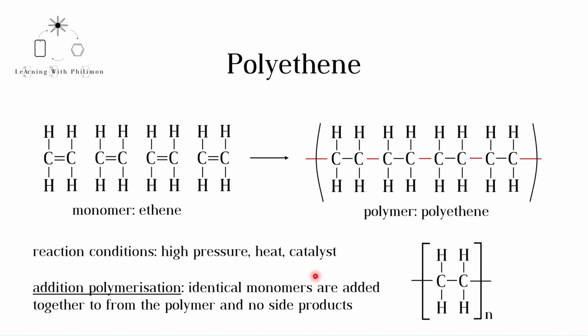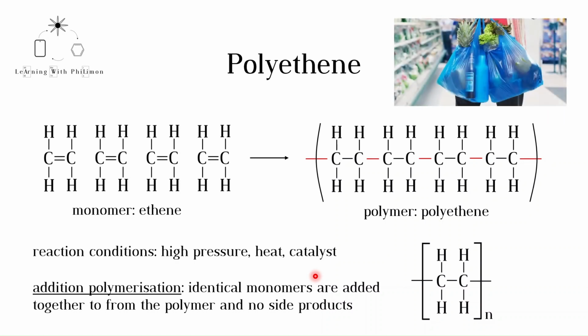The most common monomers used are alkenes. Polyethene, also known as polyethylene, is the material that is used to make plastic bags because of its durability and ability to expand. Now let's take a look at another example.